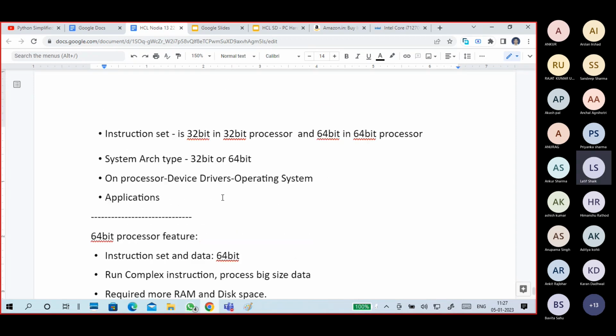Again, guys, look here. Your system architecture or your processor bit, all names are the same. 32-bit processor, 64-bit processor. If your processor is 32-bit, your device drivers and operating system must be 32-bit. If your processor is 64-bit, your device drivers and operating system must be 64-bit.